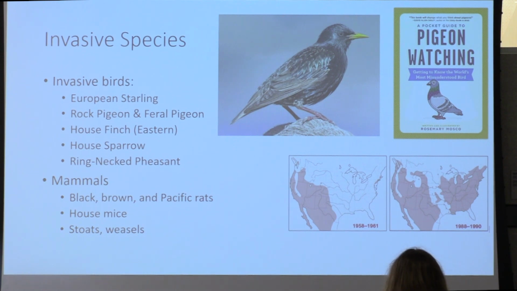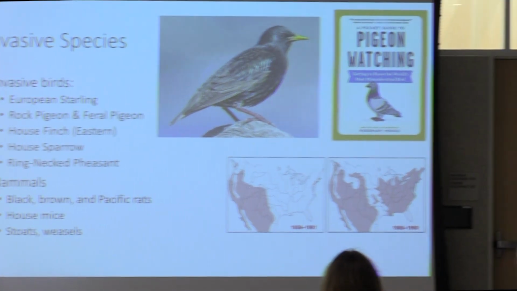And then ringneck pheasants were first introduced in the 1730s as a game species. They tend to harass other ground nesting birds, and they may engage in brood parasitism. And who knows what brood parasitism is? Like the cuckoo bird? Yeah, it's like the cuckoo bird.